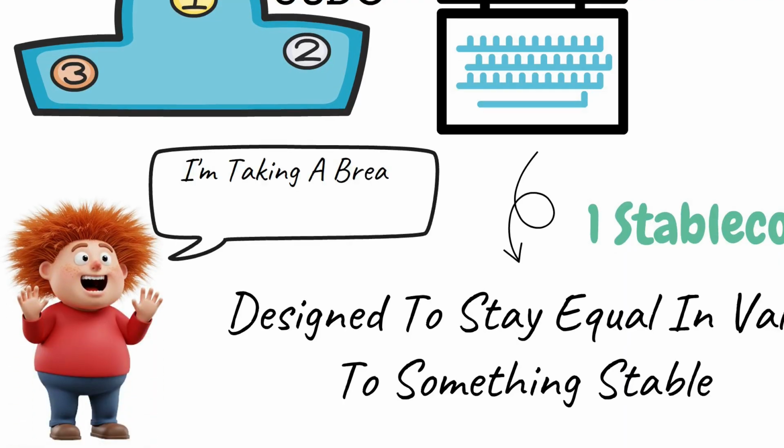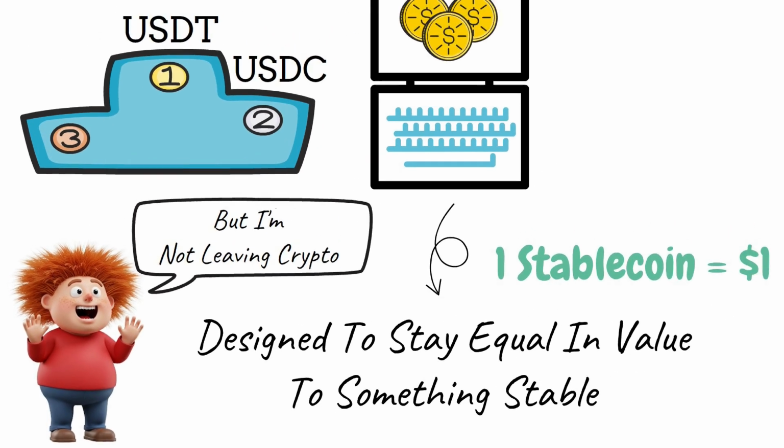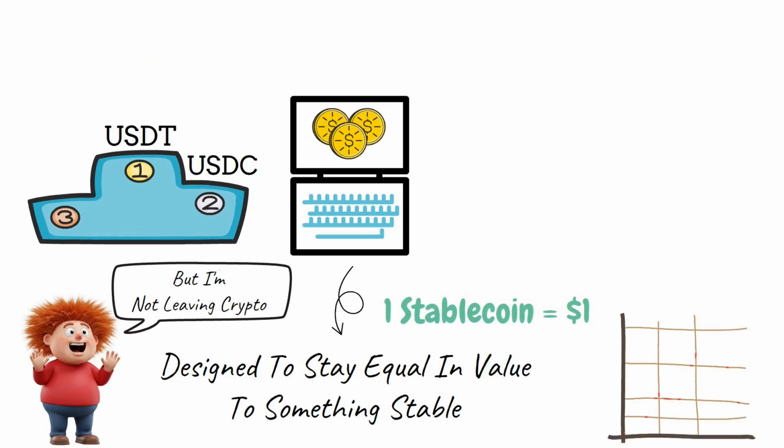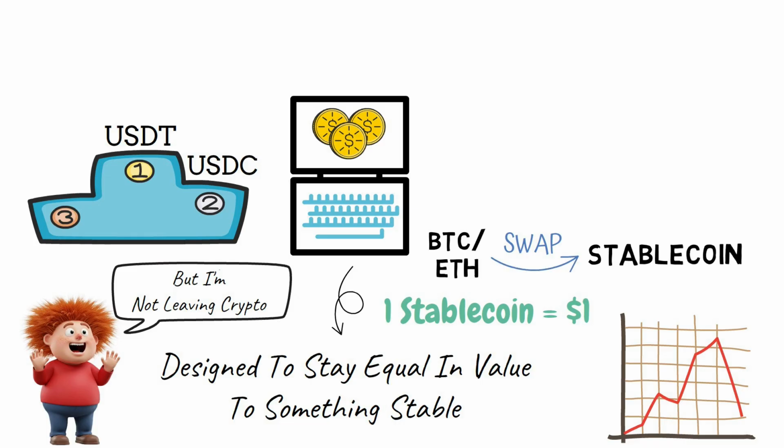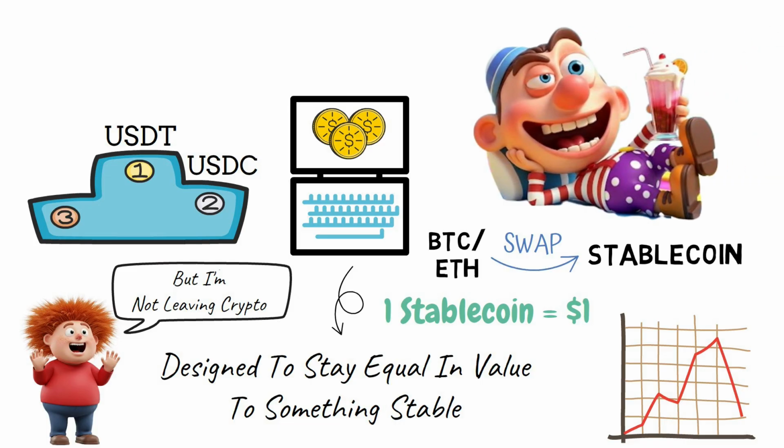People use them when they want to take a break from price swings without completely leaving the crypto world. Let's say the market's going crazy and you don't want to lose value. You can swap your Bitcoin or Ethereum for a stablecoin and just chill until things calm down.